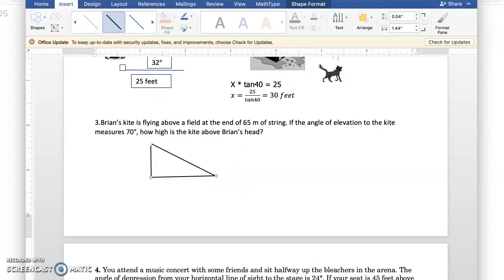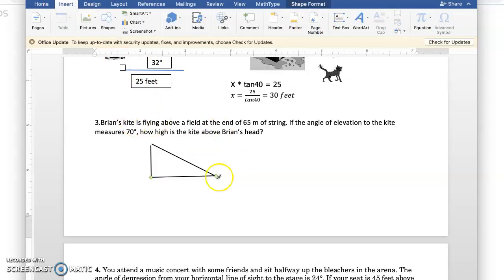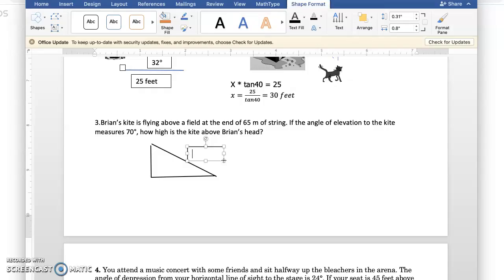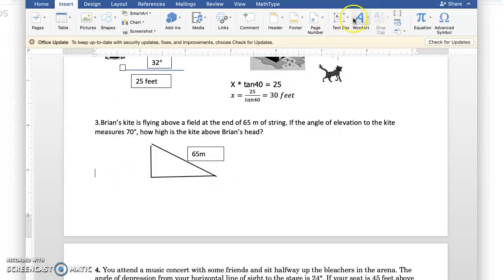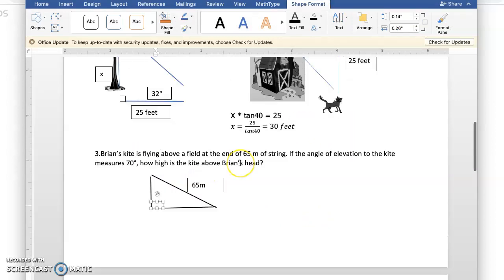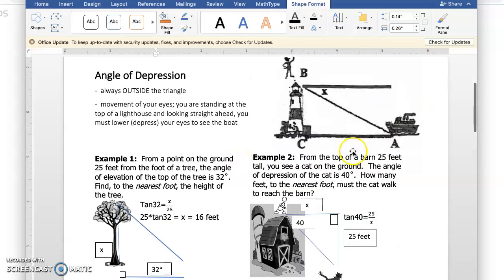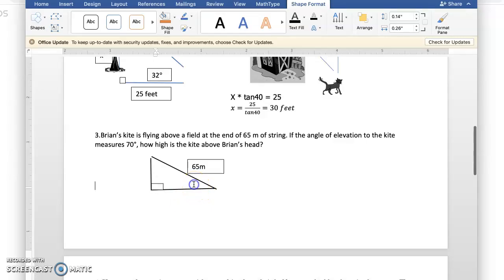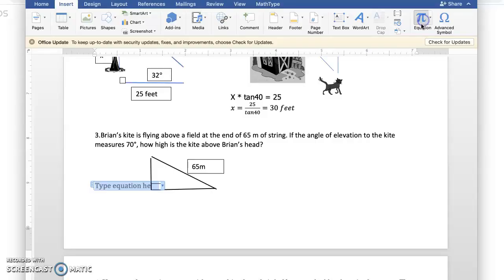And then I'm just going to start filling in the different labels that it gives me. So it says Brian's kite, so here's Brian, is flying at 65 meters up in the sky somewhere along a string. So the hypotenuse is going to be 65 meters. And I know that the right triangle is always going to be where the two different side lengths connect. So our 90 degrees is right here. And if the angle of elevation is 70 degrees, my angle of elevation, just trying to be focused on using a diagram like this, is always going to be located in this bottom section. So I would have 70 degrees.